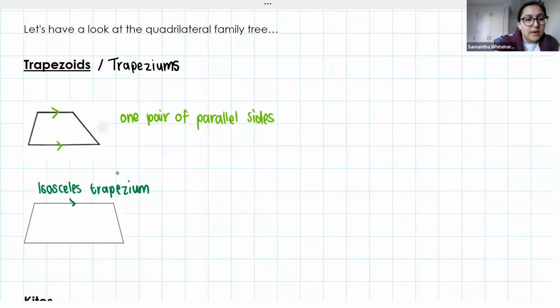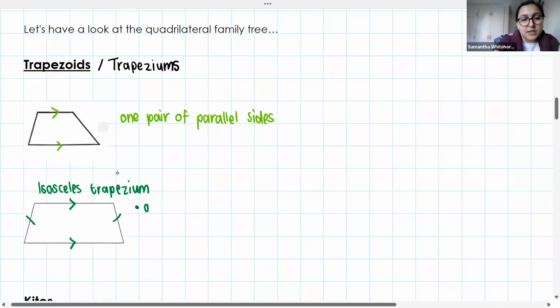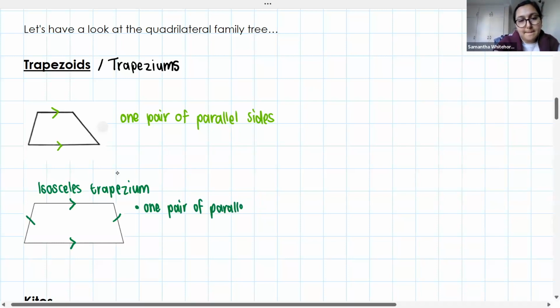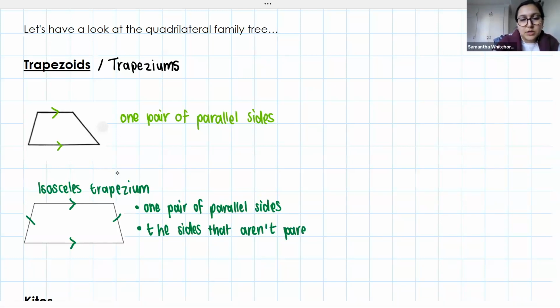Whereby not only do you have this pair of parallel sides, but then the sides that are not parallel to each other are equal. So for an isosceles trapezium, we have our one pair of parallel sides, and the pair of sides that aren't parallel are equal to each other.